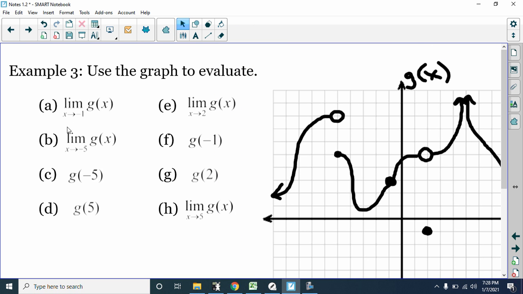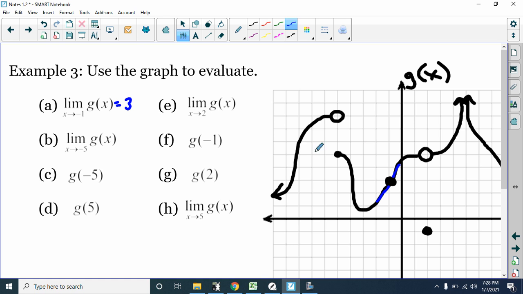So part A is asking for the limit as x approaches -1 of g of x. So as I approach -1, so -1's right here. As I get close to -1 on both sides, my y value is getting closer and closer to 3.